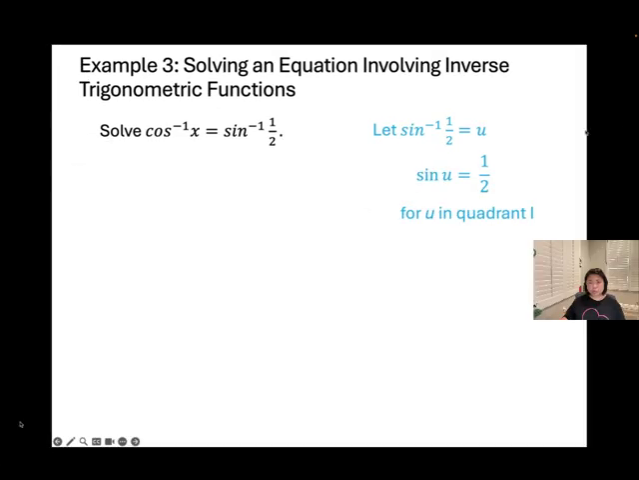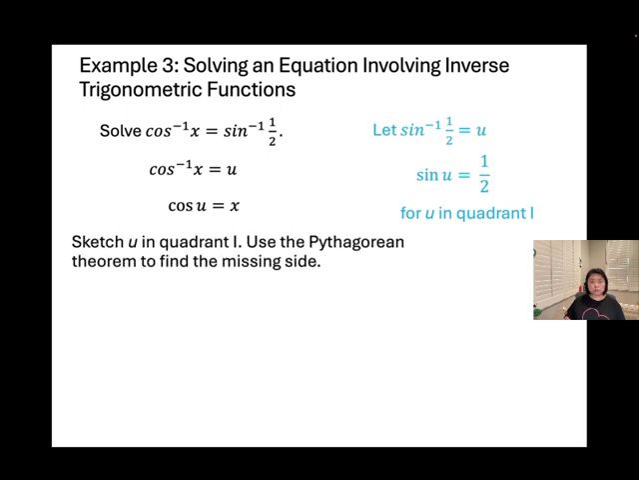Now we're going to plug it back. We let u equal inverse sine of 1/2. We're going to plug it back into this one. So we have inverse cosine of x equal to u, and that means cosine u equals x. And we just think that this u has to be in quadrant 1, right? So we could use the Pythagorean theorem to find the missing part here.